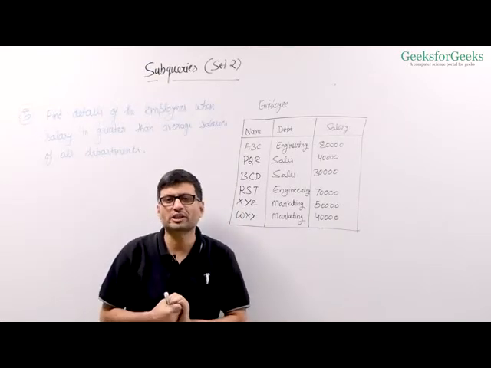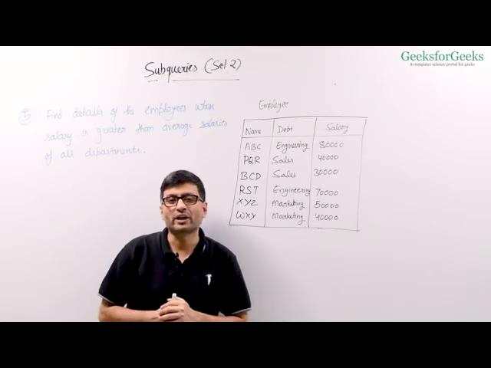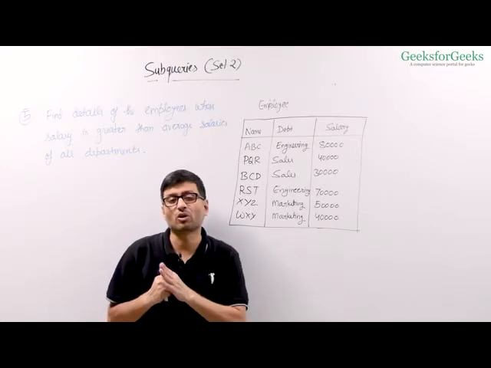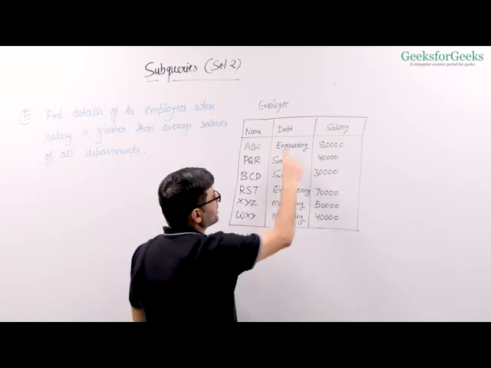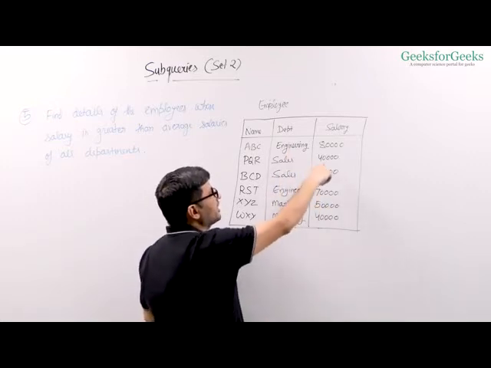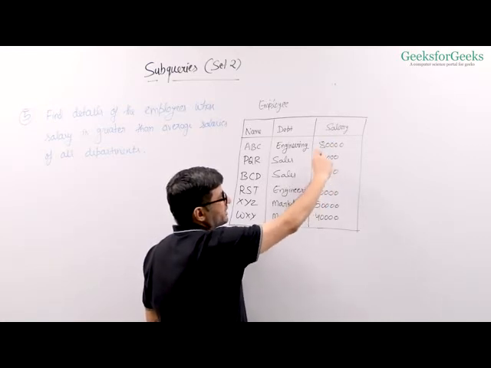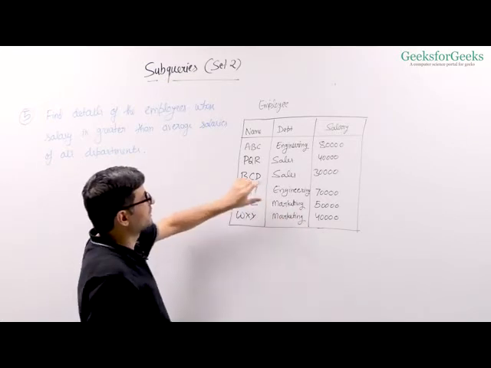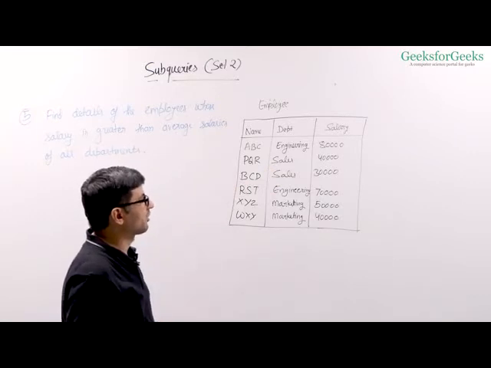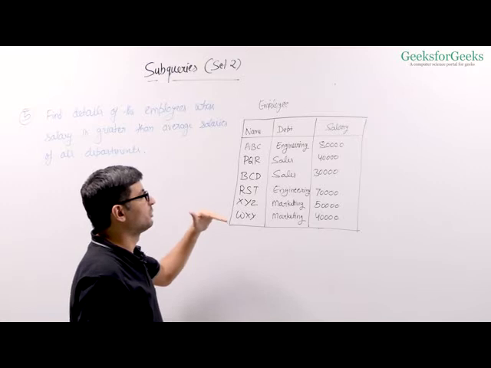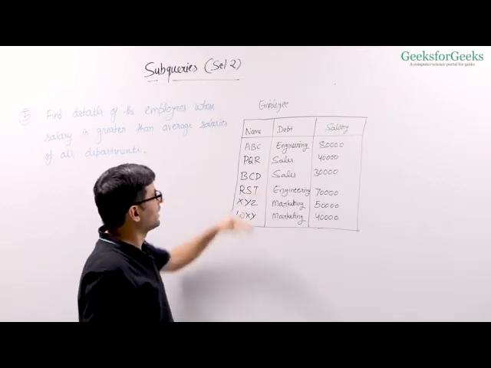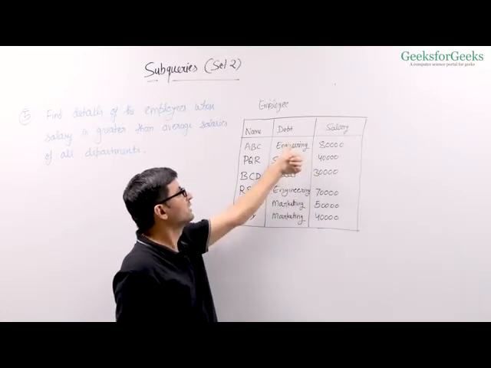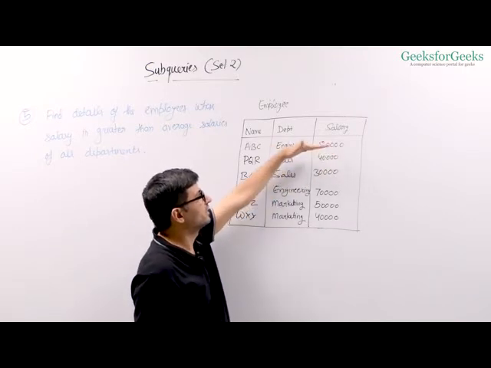Let us now talk about the next question, which says that we need to find details of those employees whose salary is greater than average salaries of all the departments. So what is the average salary of the engineering department? It's 75,000. What is the average salary of this department? It's 35,000. What is the average salary of marketing? It's 45,000. So overall maximum average is 75,000. We need to find details of the employees whose salary is more than 75,000, more than 45,000 and more than 35,000. And your output will be ABC. Suppose there was one more employee whose salary was 78,000, then that employee will also come in the output. But here we have only one employee whose salary is greater than all averages.